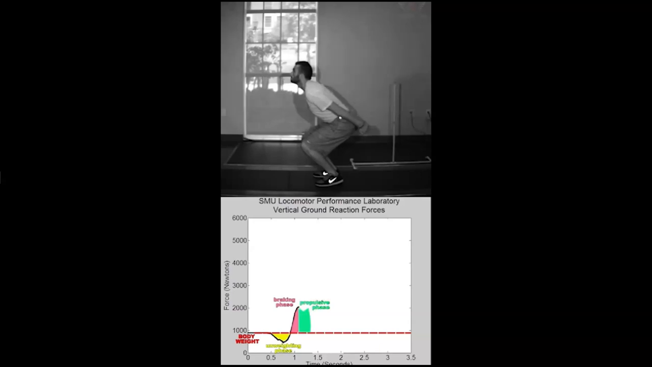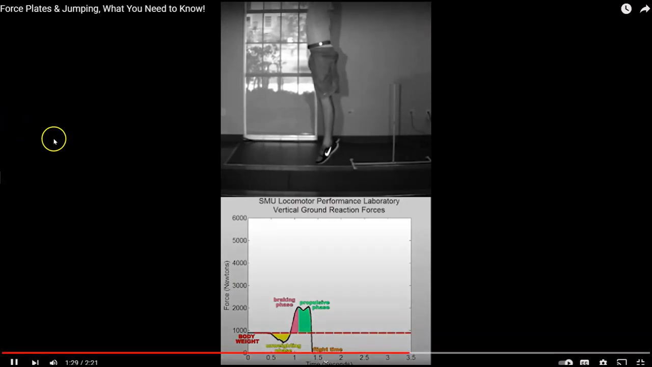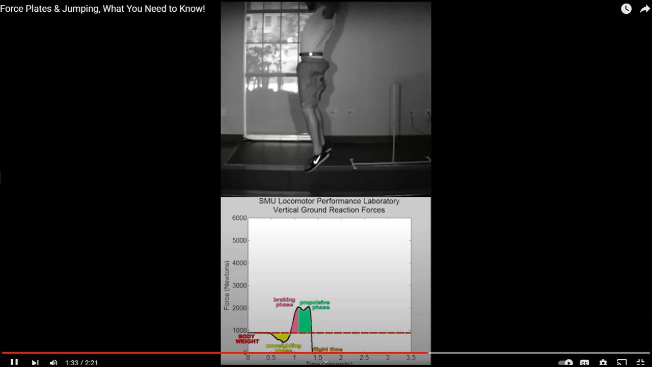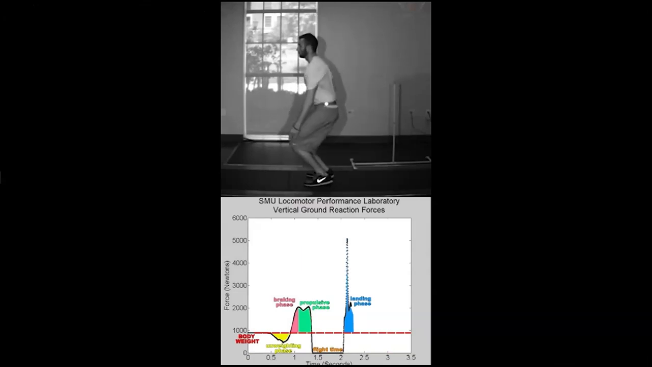The propulsion phase begins when the athlete's center of mass begins moving upward, and it continues until takeoff. The flight phase spans from takeoff to touchdown. There's no weight on the force plate, so it reads 0. The last phase is the landing phase. At touchdown, the athlete generates force to slow down their velocity by bending their lower limbs. This phase ends at the bottom of the squat, where the center of mass velocity is 0.